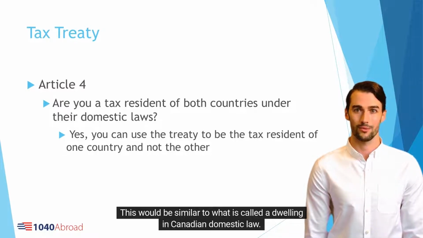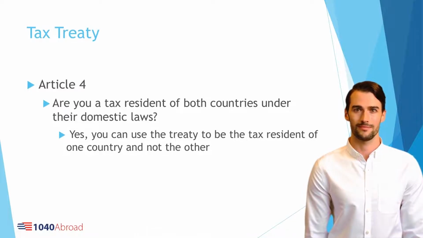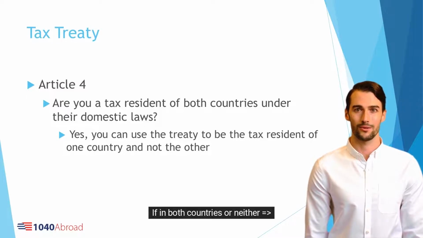This would be similar to what is called a dwelling in Canadian domestic law. You don't have to live there, it can be empty. But if it's rented to a third party, it would no longer be a permanent home available to you. If it's in both countries or neither, it's equal. Where is your center of vital interest?